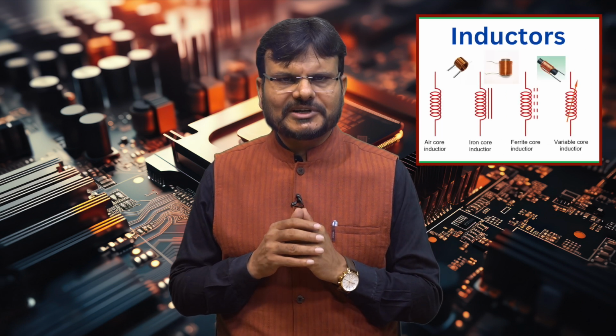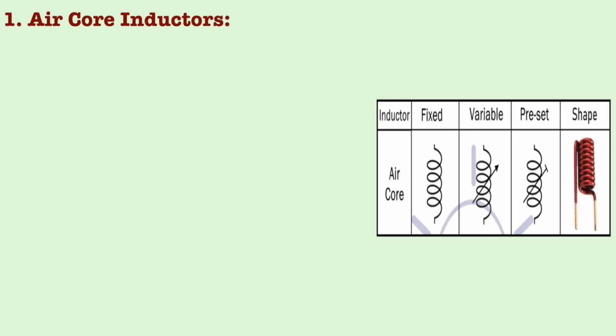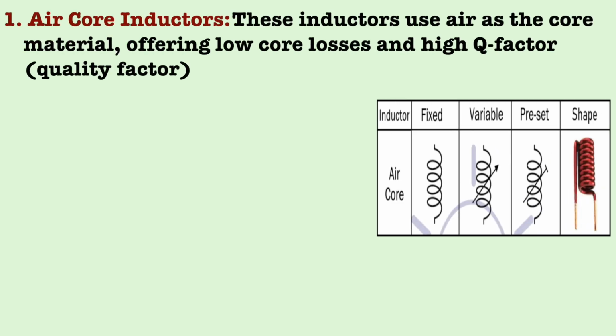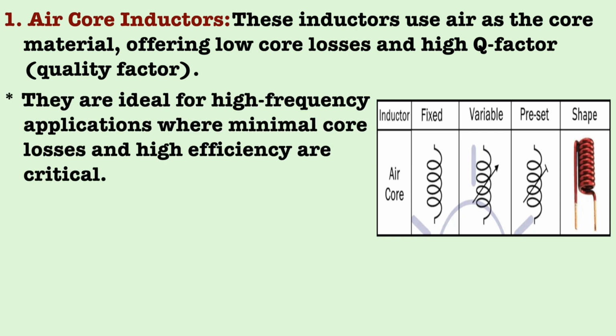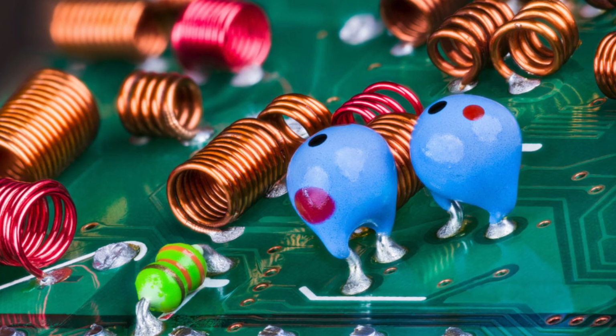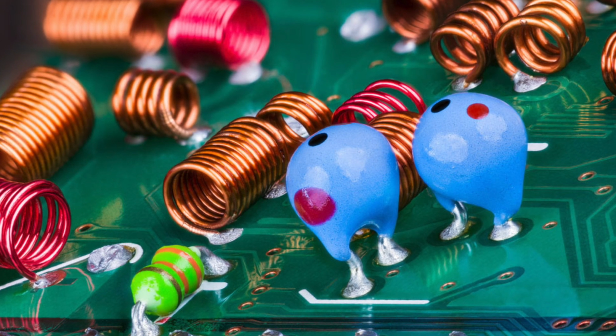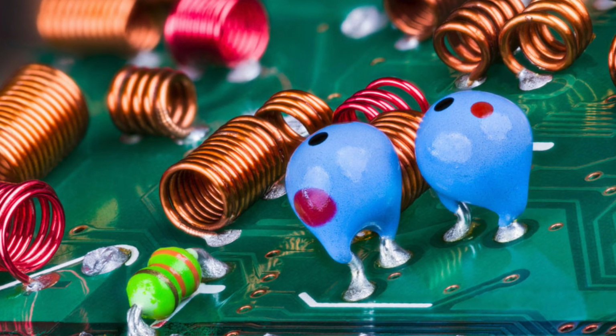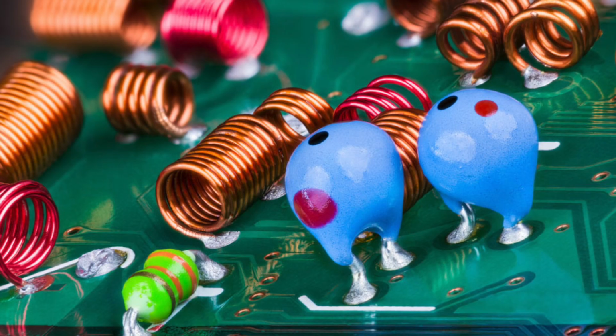Now we will classify different types of inductors. First, we are going to discuss the air core inductor. These inductors use air as a core material, offering low core losses and a high quality factor. They are ideal for high frequency applications where minimal core losses and high efficiency are critical. Found in RF circuits, telecommunication equipment and high frequency power supplies in industrial automation.